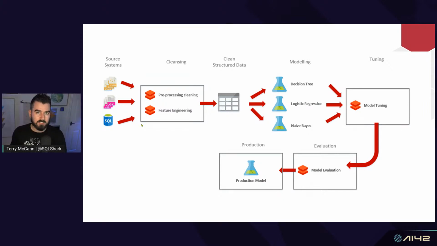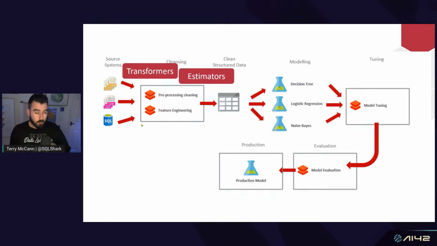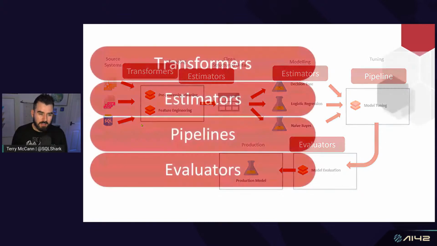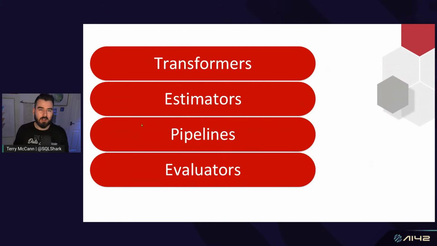Now the way that Spark breaks this down is with a number of key components. You've got transformers, you've got estimators, you've got pipelining, and you've got evaluators, okay? Spark gives you the option to implement everything as a pipeline, which is very similar to things like scikit-learn. But the way that we get to that point is through a series of transformers and estimators.